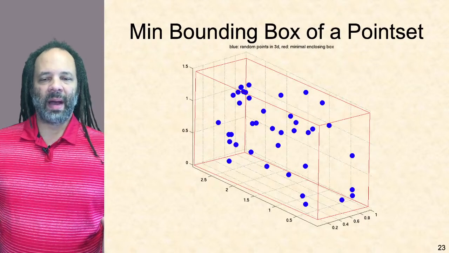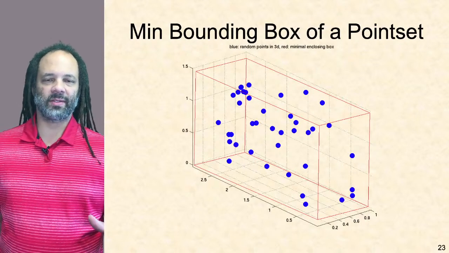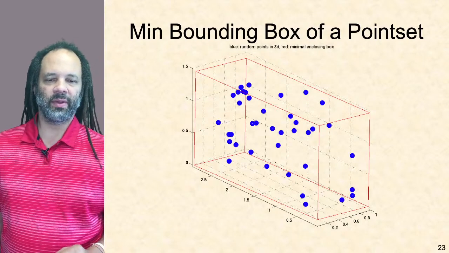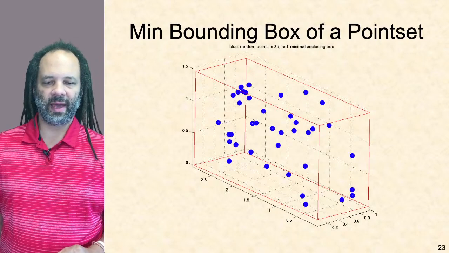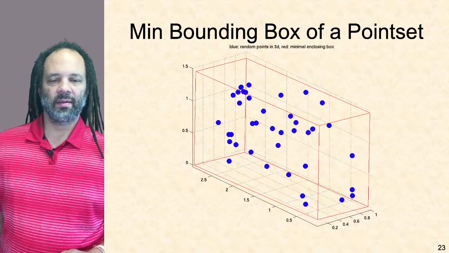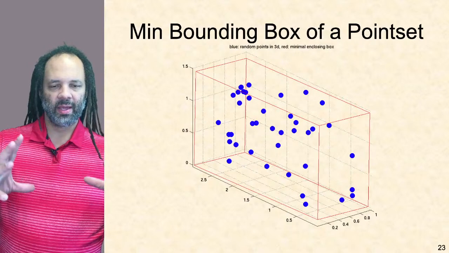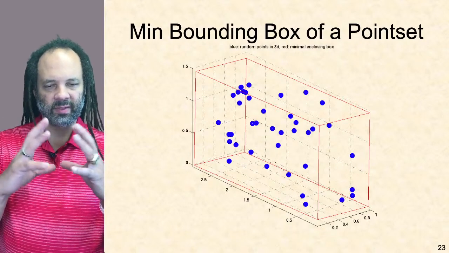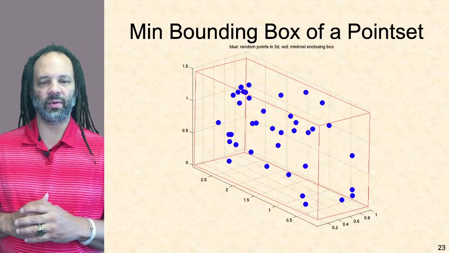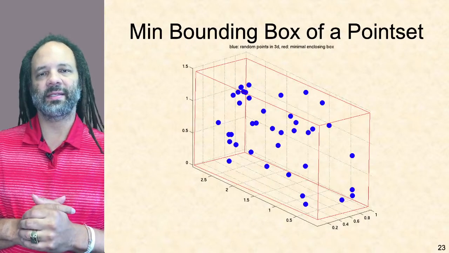Here's a minimum bounding box example. So I've got some blue points here in 3 space. You can see that I've got x, y, and z on all of those things. And this red box that's in there is the smallest box which all of those things fit into. So this is pretty easy to see how you might get that.